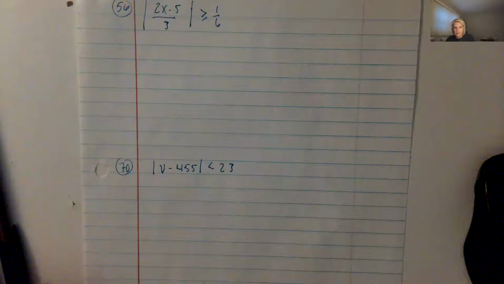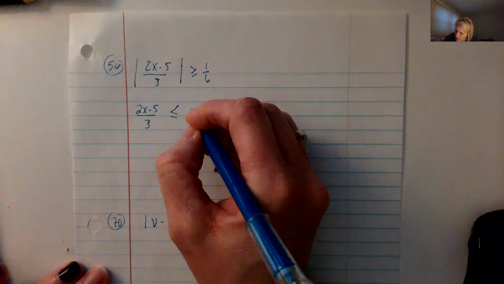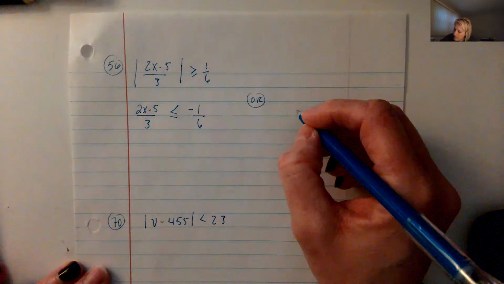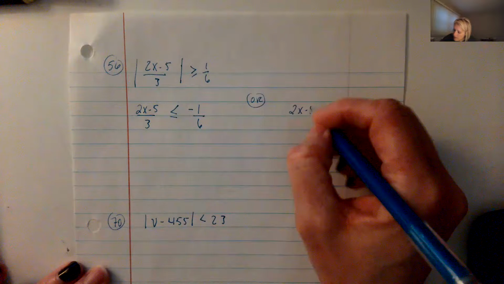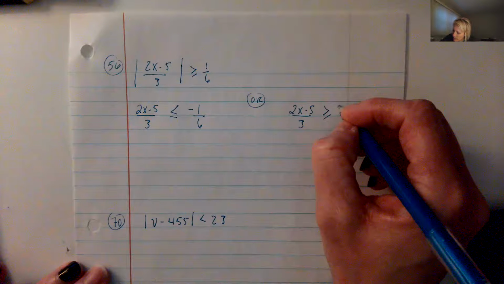Okay, and then our last two, 56 and 70. So 56, again, I wanted to give you practice with a fraction, and it's greater than. So that means 2x minus 5 over 3 is going to be less than or equal to the negative 1/6, or 2x minus 5 over 3 is going to be greater than or equal to the positive 1/6.